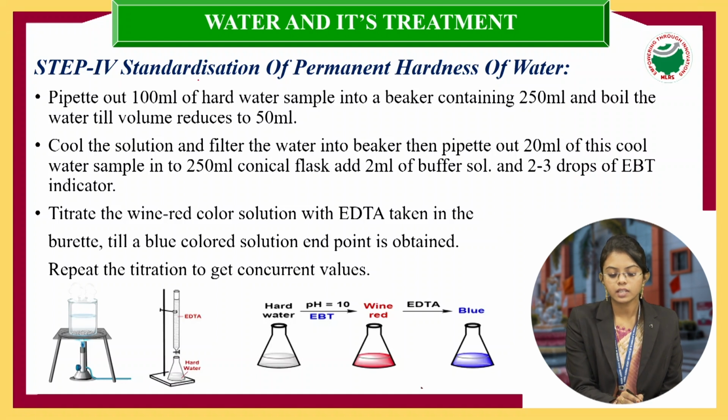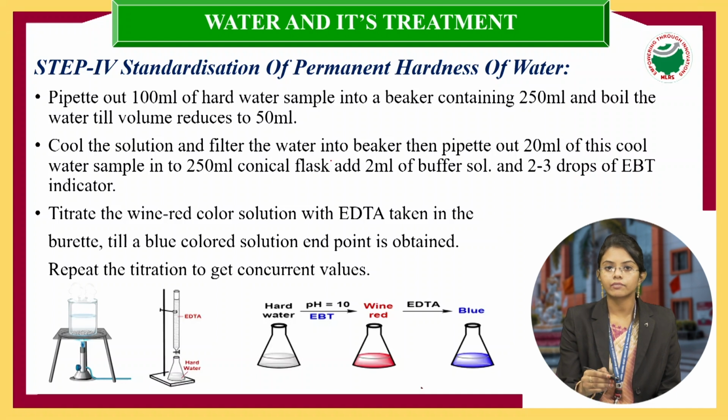Fourth step is the standardization of permanent hardness of water. That means we have calculated total hardness from tap water. Now the tap water has both temporary hardness and permanent hardness. But in the fourth step, we need only permanent hardness. So to remove the temporary hardness, we are going to boil the water. We take tap water in a beaker and keep it for some time for boiling. In the process of boiling, temporary hardness is removed, so that only permanent hardness remains.